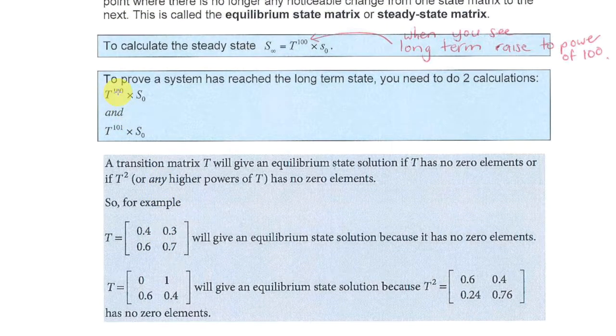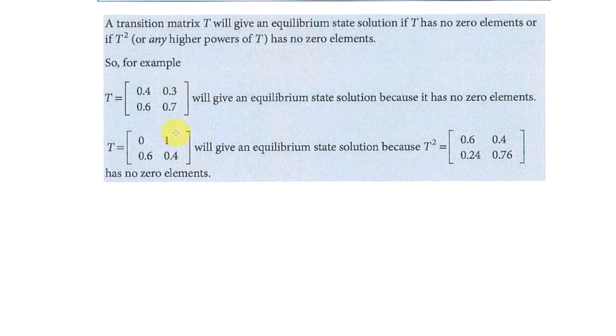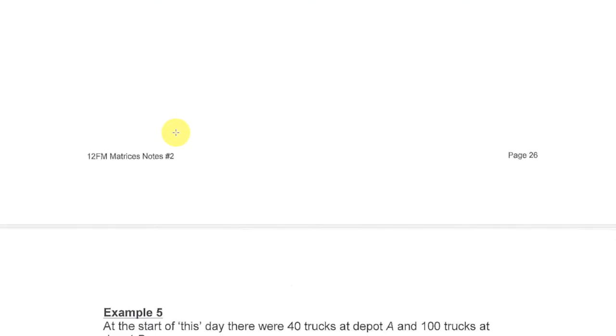But if you have T squared with no zeros, or you have T with no zeros, then you are able to apply T to 100 times S naught and T to the power of 101 times S naught to obtain the steady state. So T to 100 times S naught will give us the steady state, and then T to the power of 101 times S naught will just prove that your steady state has been obtained, and it will verify that there is no change regardless of what the power is. Let's look at this as an example to make things a bit clearer.